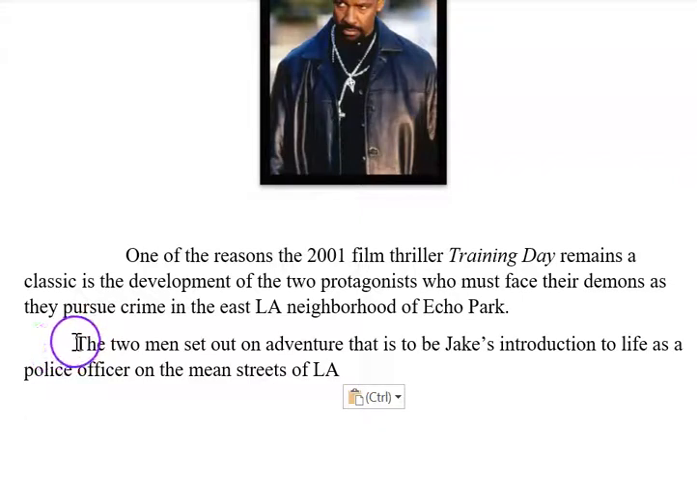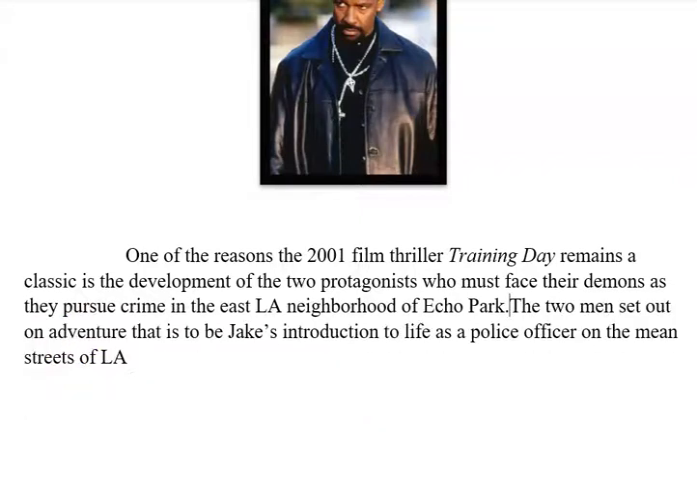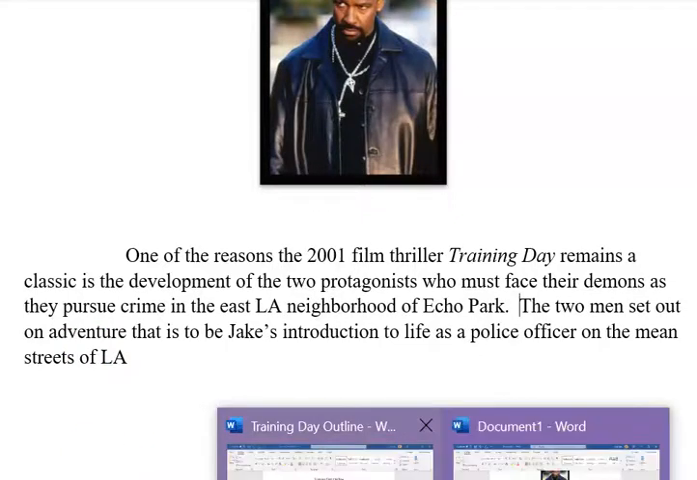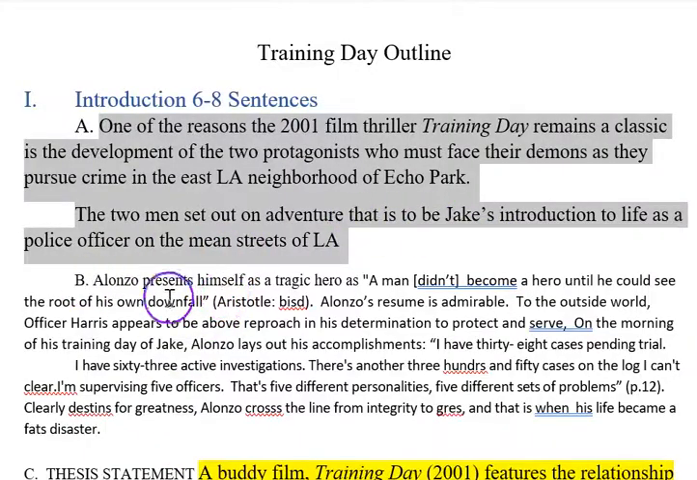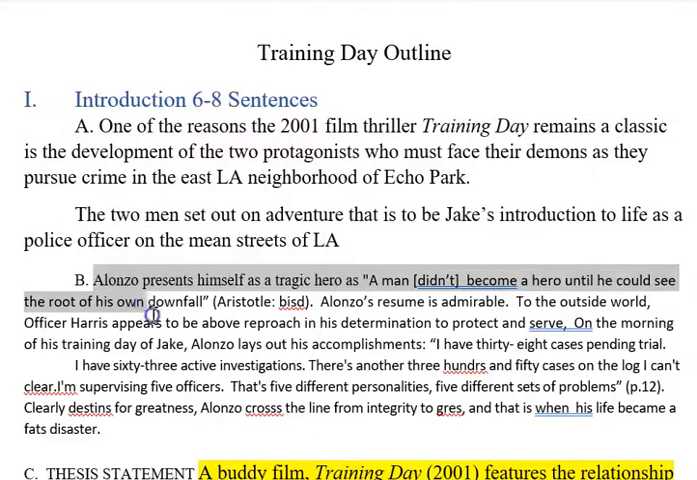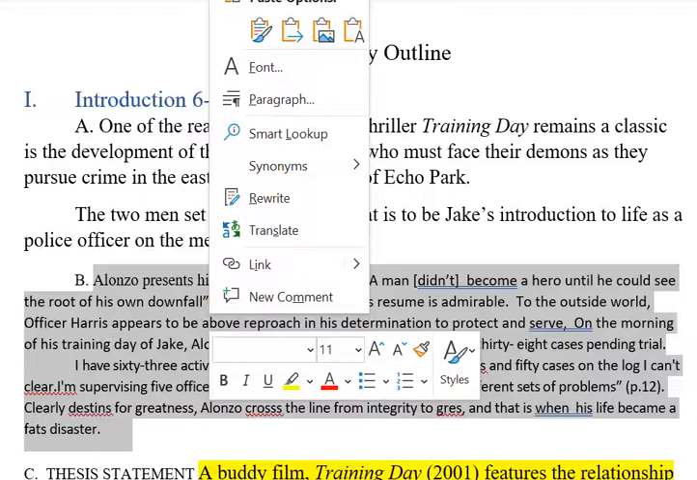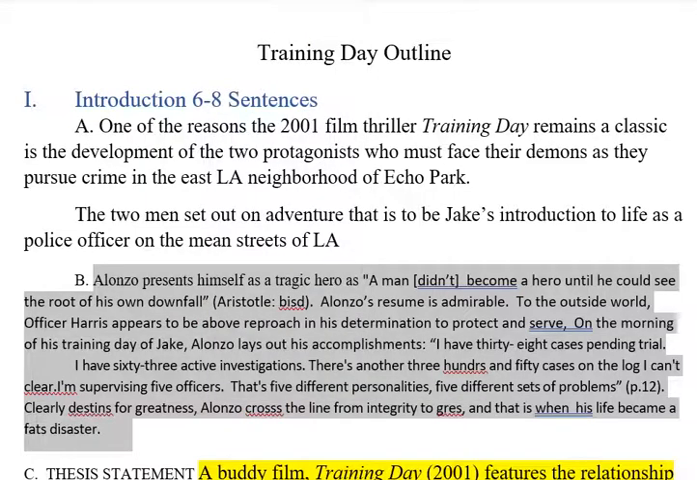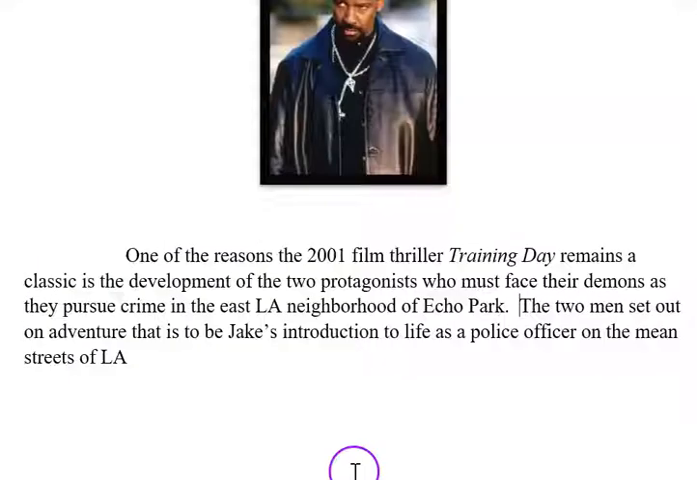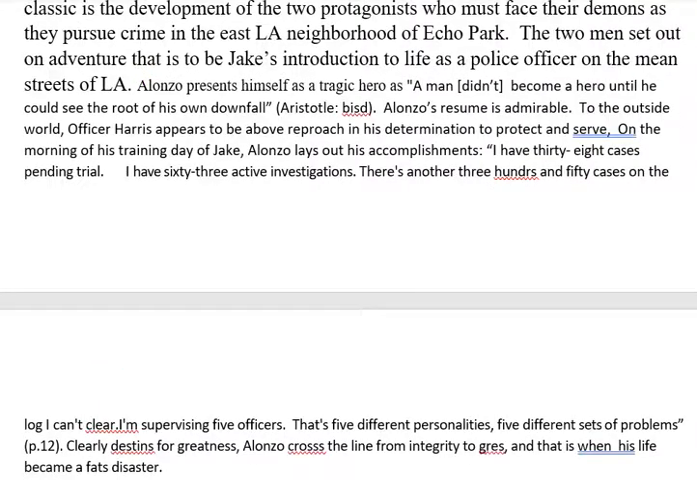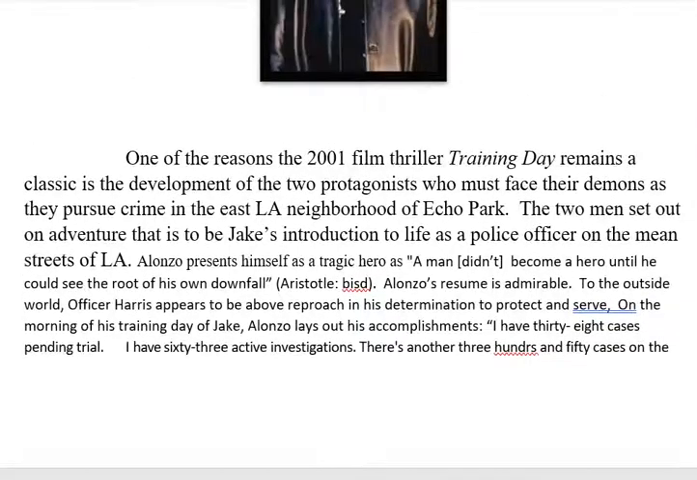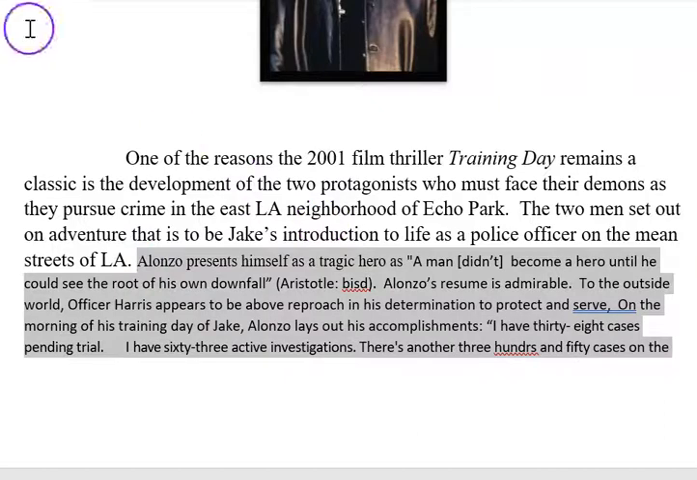So all I have to do is take this back. I go back to the outline, and I can see where I left off. I'm going to grab this, and I'm going to go back over to the rough draft. And I think this may be a little bit overwritten.